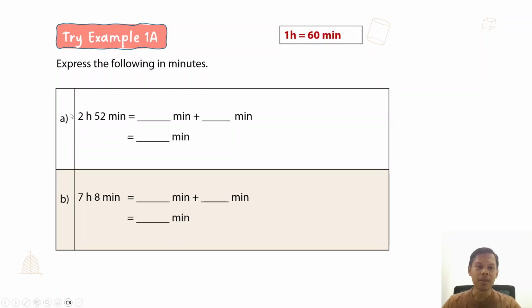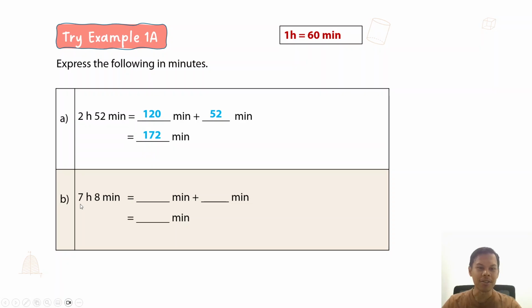Alright, so 2 hours, 52 minutes, just change this 2 hours. 2 hours is actually equal to 120 minutes. So we fill in 120 plus another 52. The answer is going to be 172 minutes. You got it right? Well done.